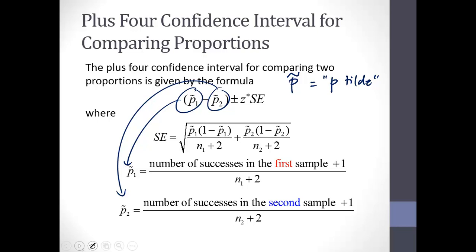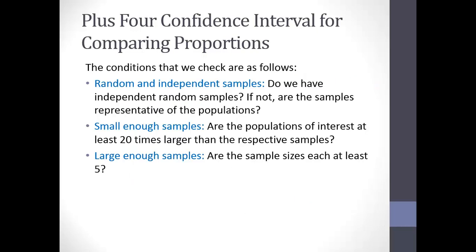And then just to formally list again the conditions that we need to check, we want to make sure that each of our sample sizes are at least 5. So the first 2 conditions, as usual, stay the same, and we just make sure we have 5 in each sample.